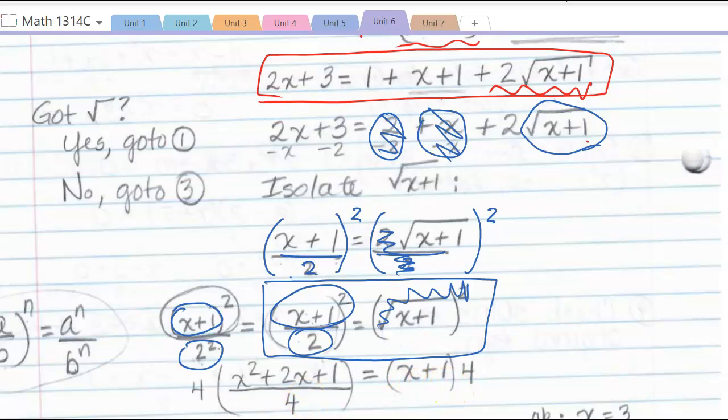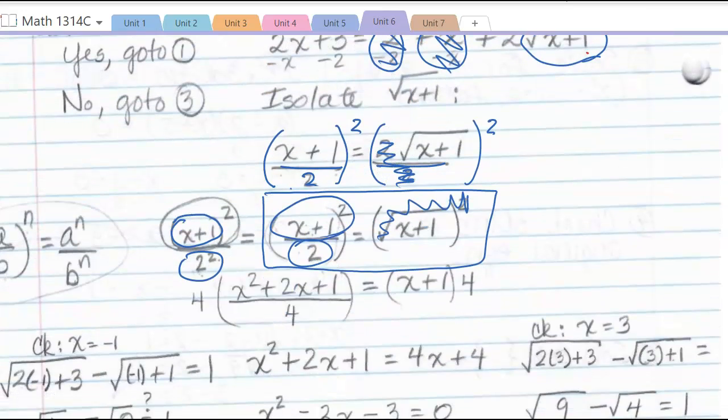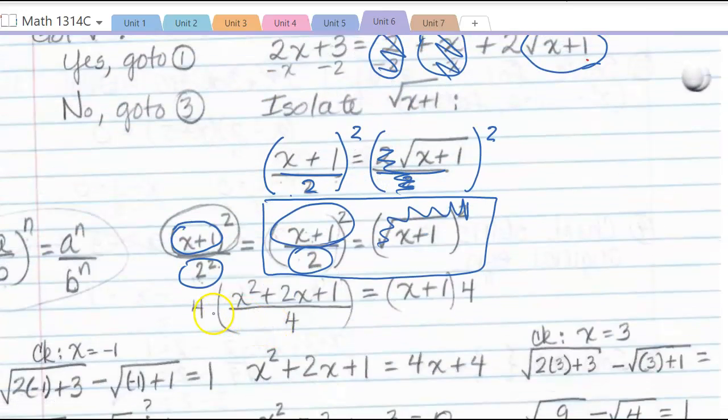I have a fraction. You guys don't like fractions, so we're going to multiply both sides by the LCD. In our case, the LCD is 4. So I multiplied this side by 4 and this side by 4. Over here, remember that's still like 4 over 1. That will cancel those two out, and I just end up with x squared plus 2x plus 1. That's what we see here. And over here, I end up with 4 times x plus 1. Using the distributive property, that's how I end up with 4x plus 4.